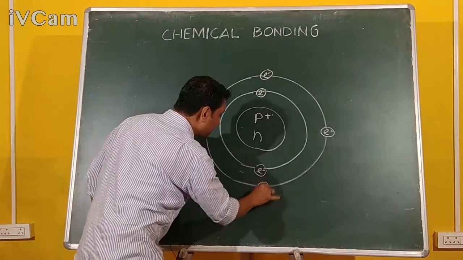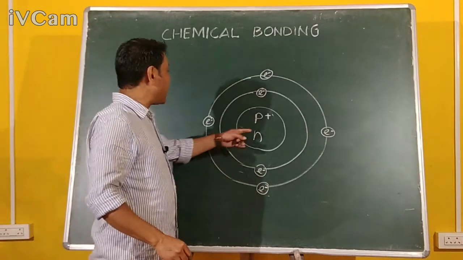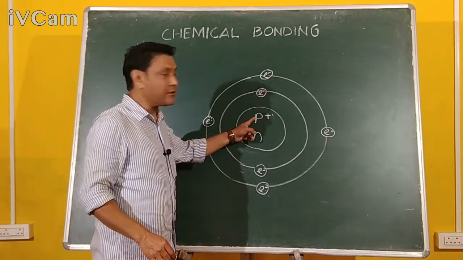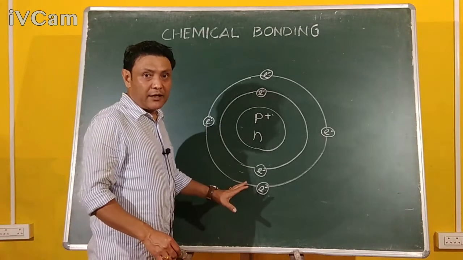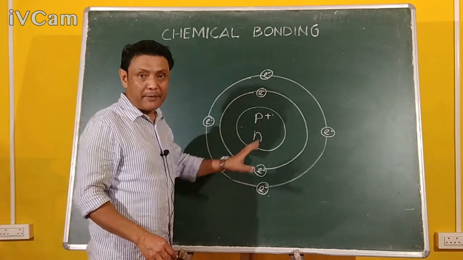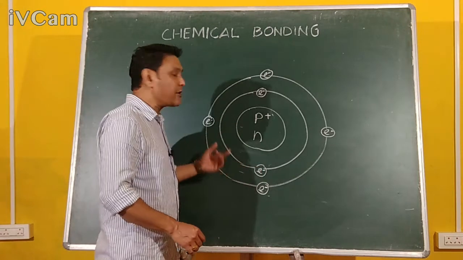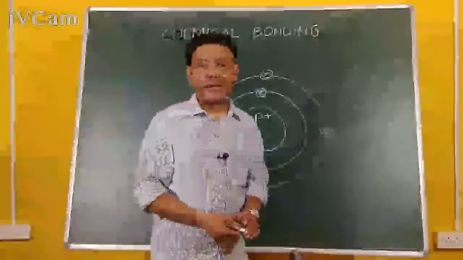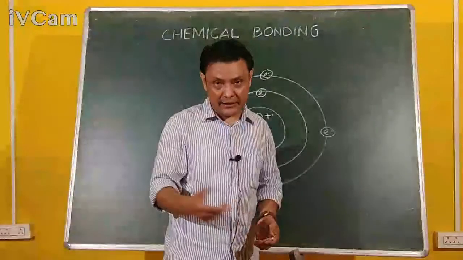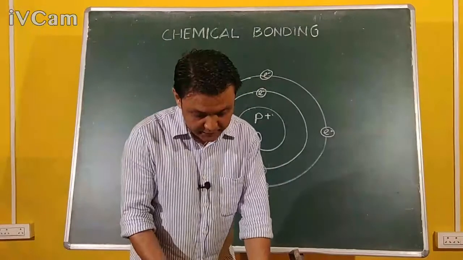And let me remind you that the number of protons in an atom is equal to the number of electrons in an atom of a particular element. Again, atomic number is the number of protons in an atom. Just a revision for you all.